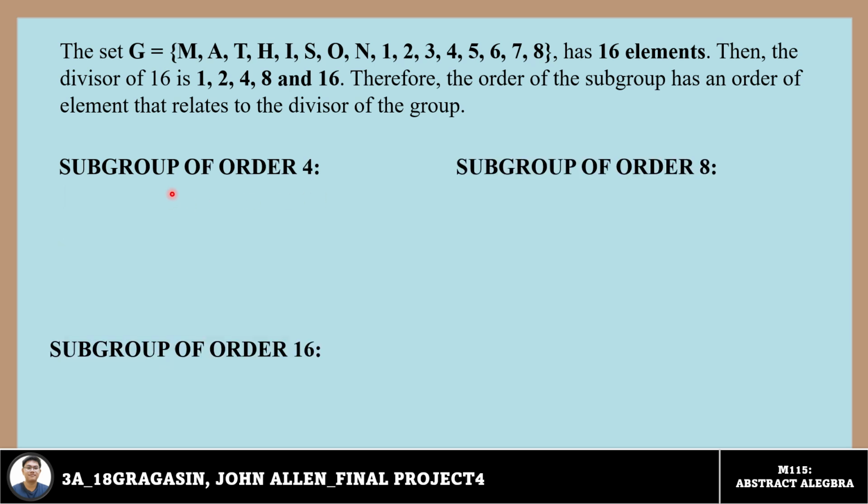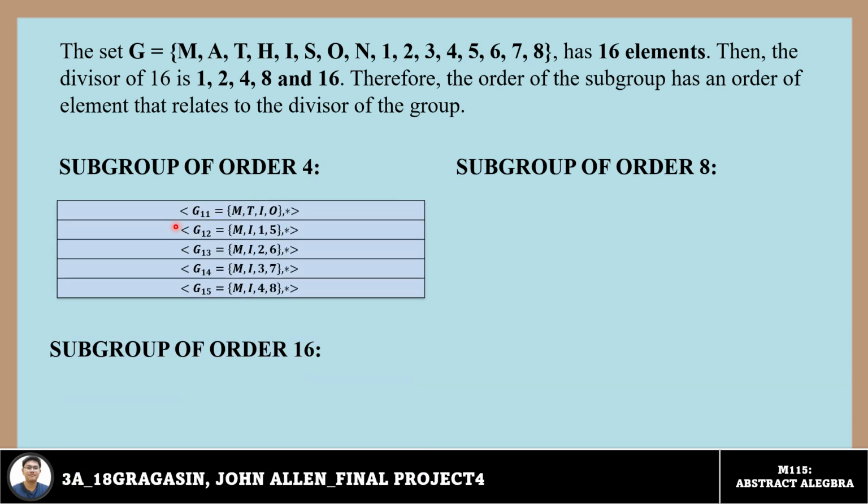Next is the subgroup of order 4, meaning these are the subgroups that have 4 elements. So we have here the subgroup G sub 11 with elements M, T, I, O under the operation star. Also, the G sub 12 with elements M, I, 1, and 5 under the operation star.